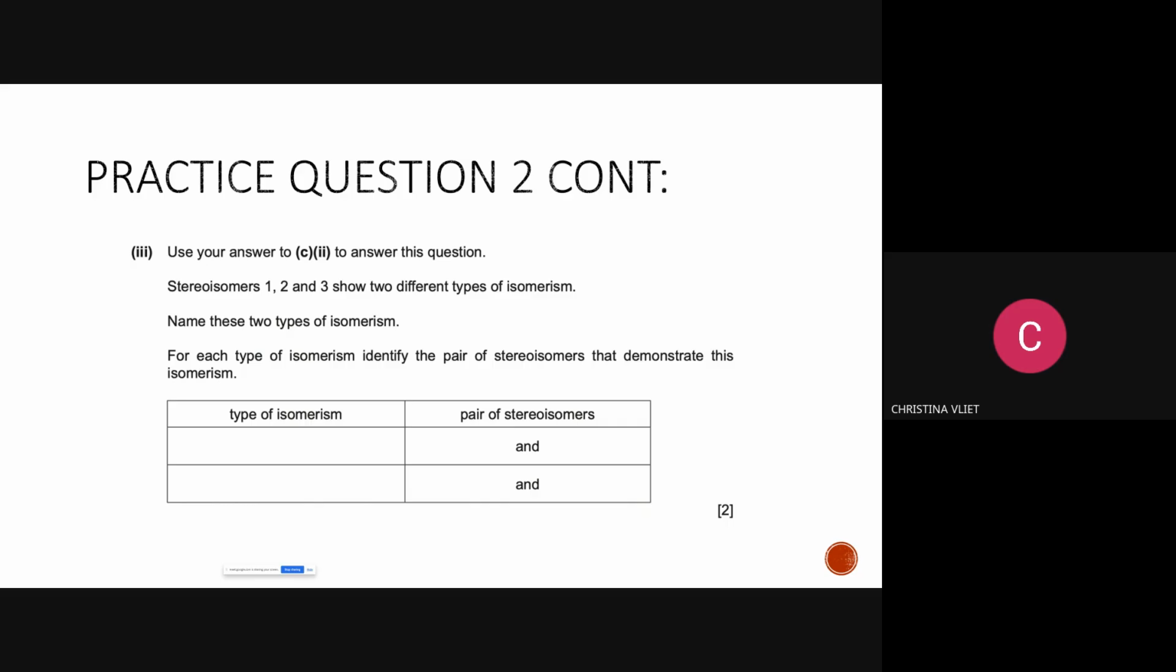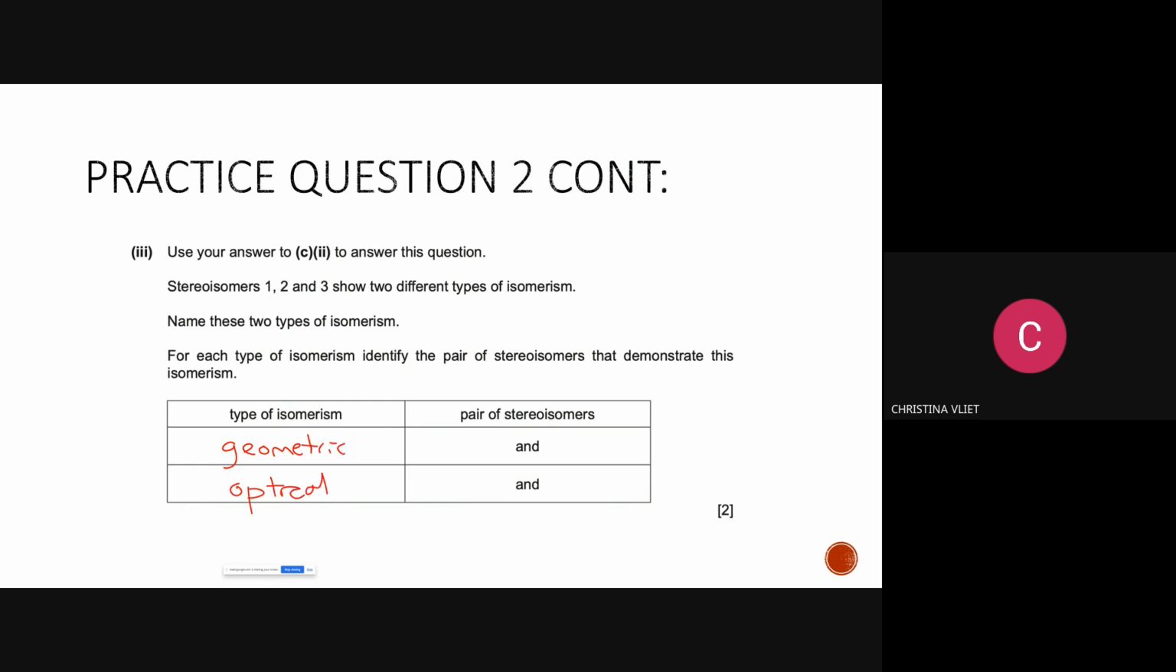Use your answer to C2 to answer the following question. Stereoisomers 1, 2, and 3 show 2 different types of isomerism. I already kind of guided you to this. Name these 2 types and which pairs exhibit those types. So, what are the 2 types of stereoisomerism we've been discussing? Cis trans, which is geometric, and the other one is optical.